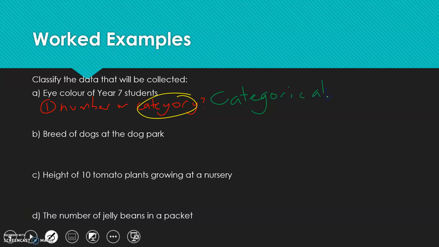Okay, again for B, we ask ourselves the first question: is it a number or category? In this case, again, breed of dogs is not going to give us a number, it's going to give us a category. So this is categorical data as well.